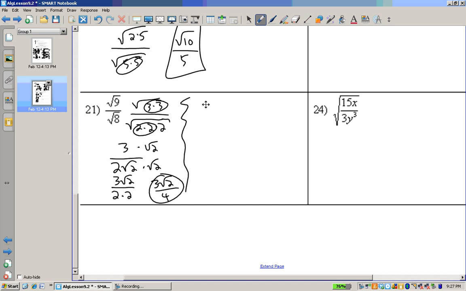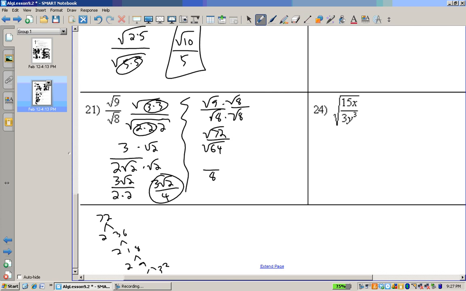The other way to do it is to just simply rationalize the denominator first. Multiply by the square root of 8 over the square root of 8. That's going to give me the square root of 72 divided by the square root of 64. Again, there were 2 8's, so we can pull 1 out, or the square root of 64 is 8. We're left with the square root of 72 on top. That 72 would be 2 times 36, 2 times 18, 2 times 9, or 3 times 3.